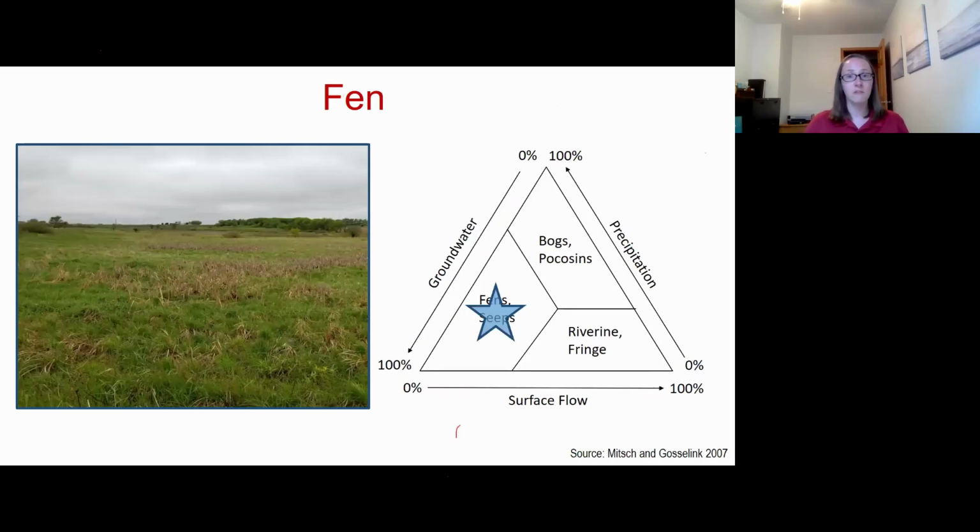The first are fens. Fens primarily get their water from groundwater. Because the water is coming up from below the soil surface, you may not actually see standing water throughout the year or throughout portions of the year in these systems. But because there is that groundwater input, so water coming up from underneath, these areas typically have saturated soils for much of the growing season, so for much of the year.